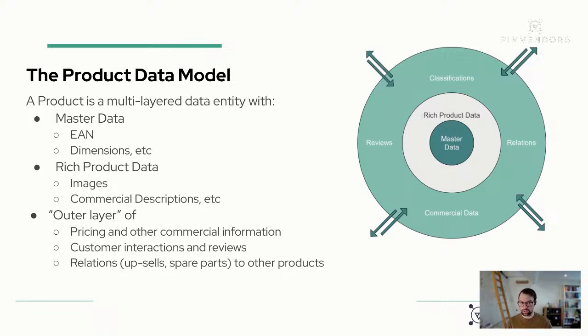And then around that core, there's a layer of rich product data, images, commercial descriptions, and then outside of that rich product data layer, there's actually a sort of outer layer in which interactions with other types of data happen. So that could be pricing and commercial, that could be customer interactions and reviews, and it could be relationships, upsells, spare parts, etc.